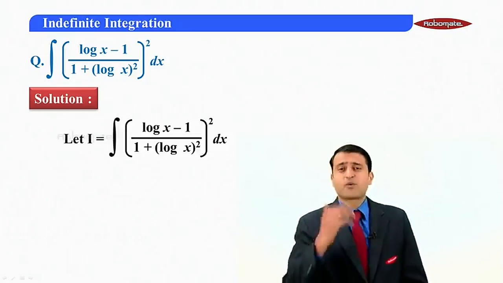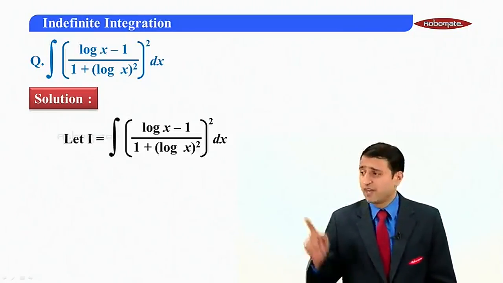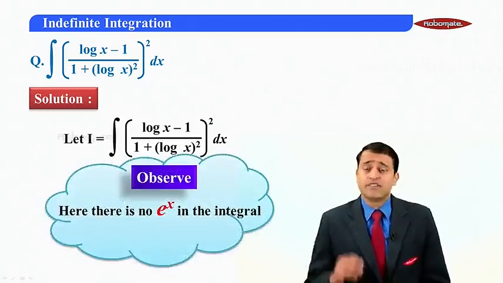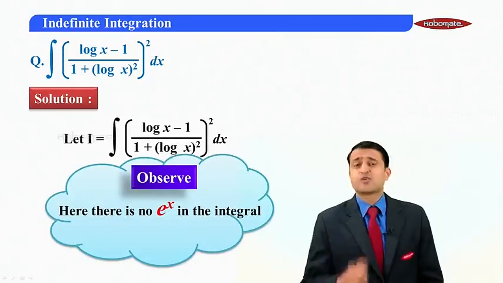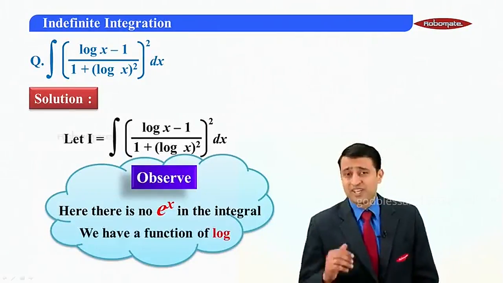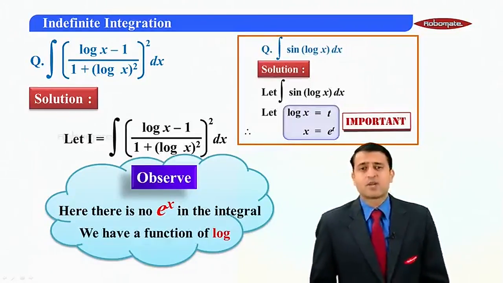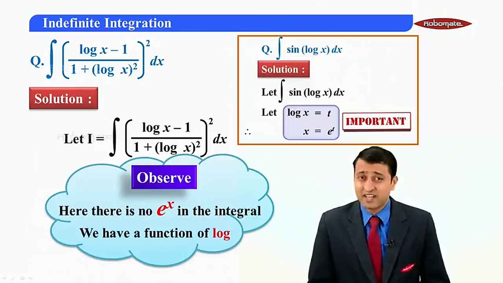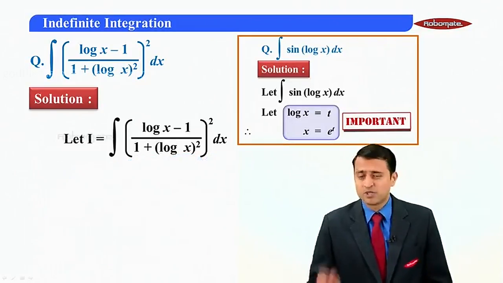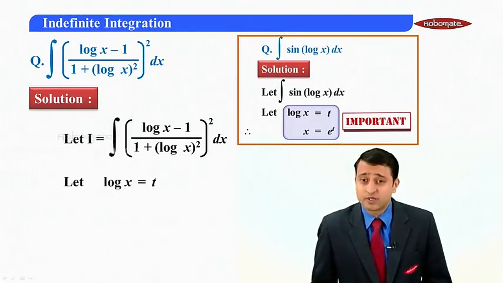Now from the question we understand that we have a function of log here, and there is no e raised to x present. So in such a case, we know how we go about it. We know that we will substitute log x as t. We have seen that. We also know that it is important. So let us go ahead and write let log x is equal to t.